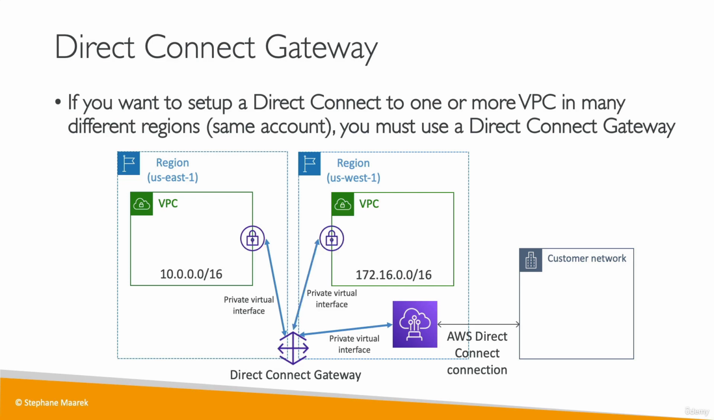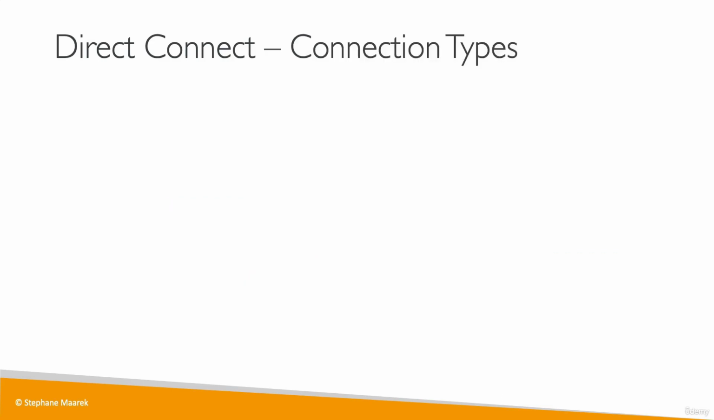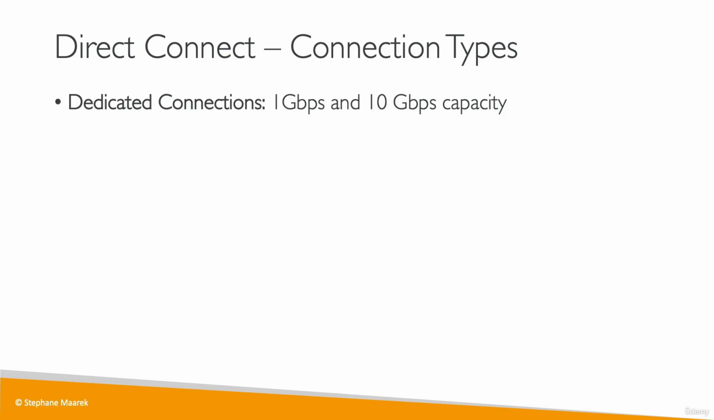So using the setup, we can start connecting to multiple VPCs and multiple regions. Okay, now let's discuss the connection types for Direct Connect. We have a dedicated connection. It could be 1 gigabit per second or 10 gigabits per second capacity. And we get a physical Ethernet port that is dedicated to us.